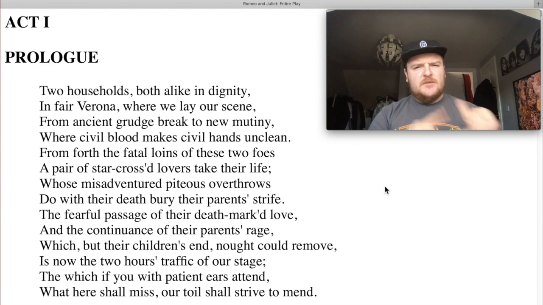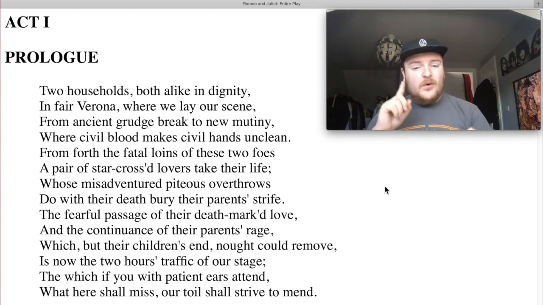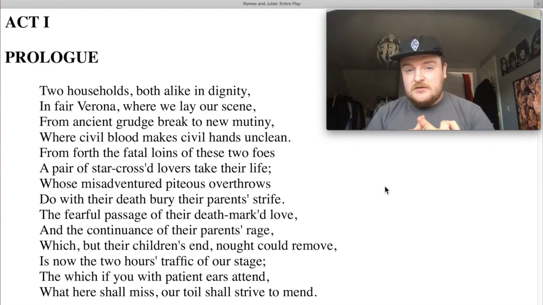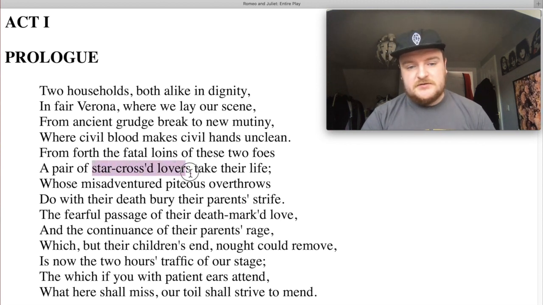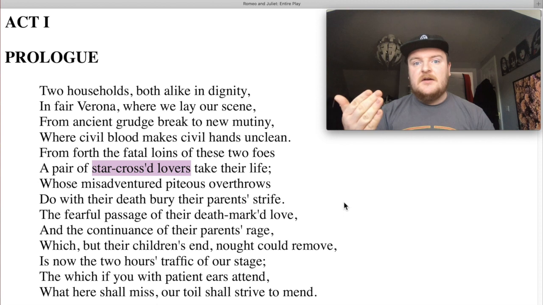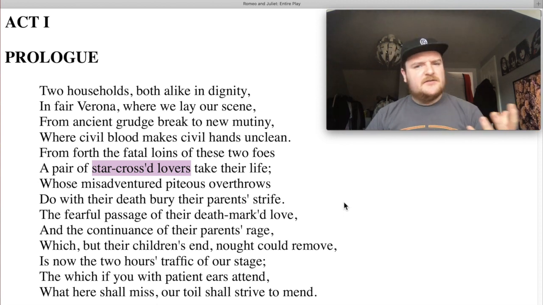Why is there foreshadowing? Why is there conflict? Why is there not really character development? Why do we not know, without knowing the title, that the star-crossed lovers who take their life are Romeo and Juliet? Why does this not focus on the character? What's maybe more important?